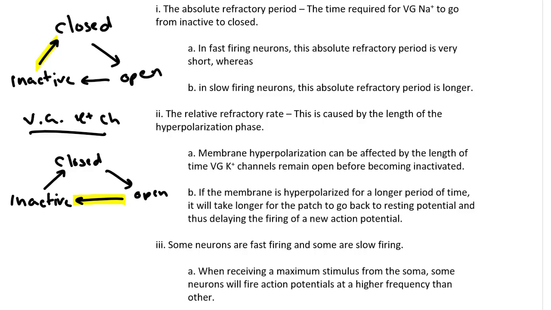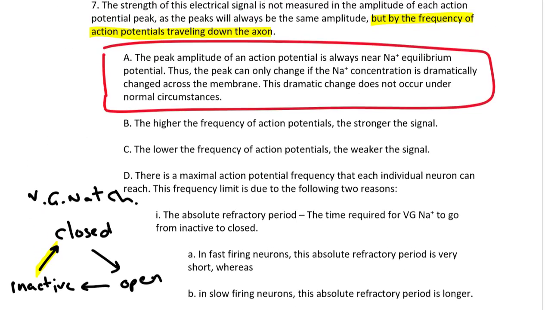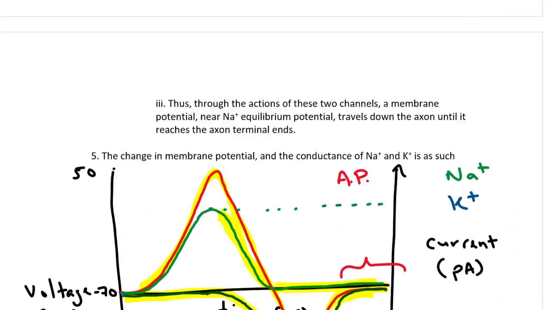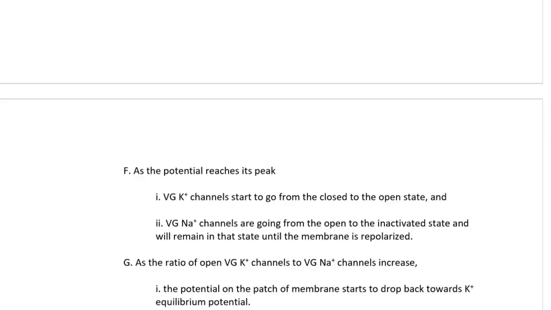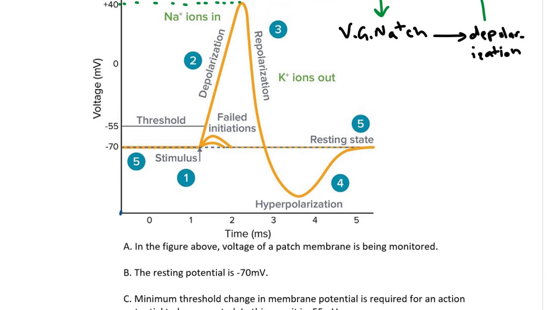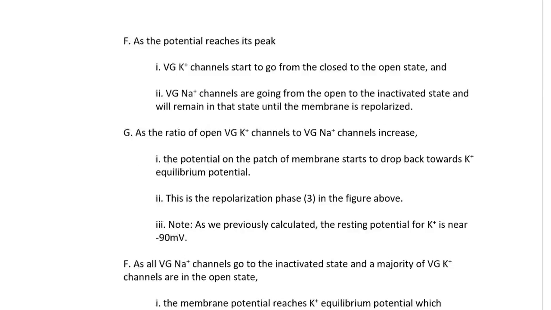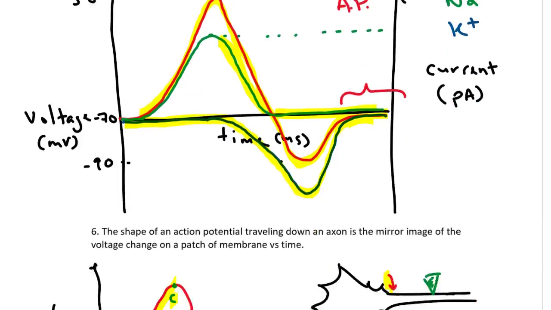So if it's slower, let's go back up top. Right here. That means this hyperpolarization phase will last longer. Okay? So instead of being short, let's actually draw this out. Let's go back down to our little drawing here.